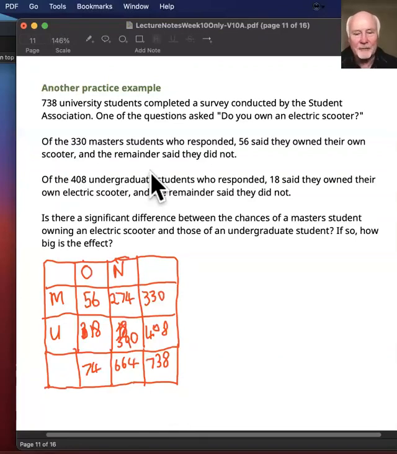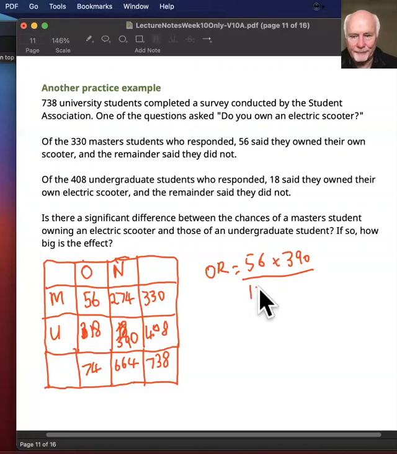So we'll start off with the odds ratio. We'll call that OR. So that's going to be 56 times 390 over 18 times 274. Okay, so I get 4.43 there. Does that sound right?